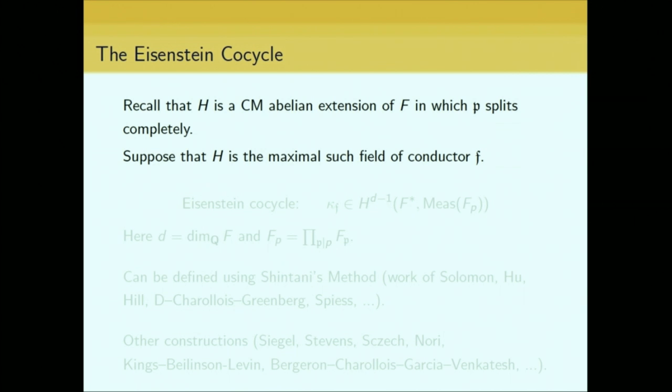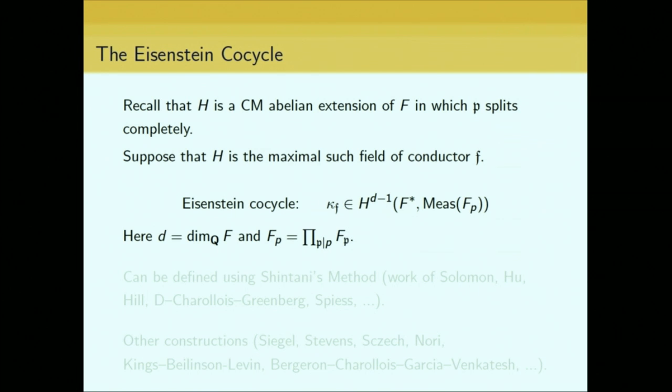Okay, so H is a CM abelian extension of a totally real field F. Now I have a prime P of F, a finite prime, which splits completely in H. And for simplicity in this discussion, let me assume that H is the maximal such CM abelian extension of F, of conductor this integral ideal f, in which P splits.